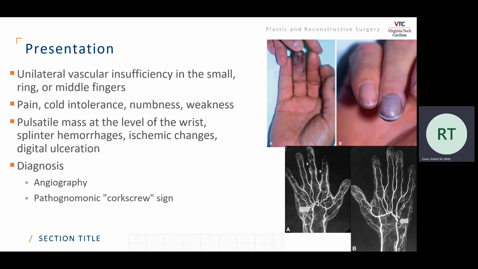On exam, they may have a pulsatile mass at the level of the wrist. They may have splinter hemorrhages, ischemic changes to the fingers, and digital ulceration. This is best diagnosed with angiography, in which you'll see the pathognomonic corkscrew sign on imaging.